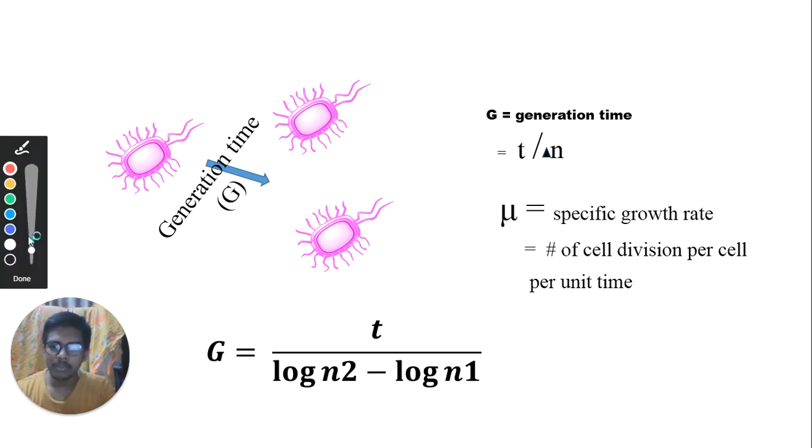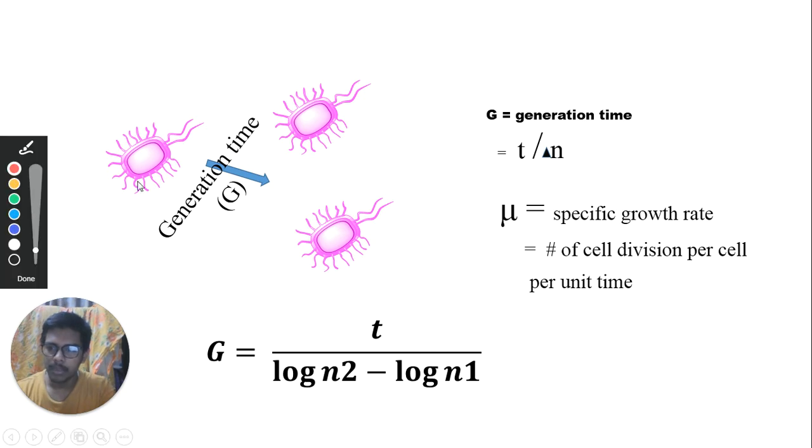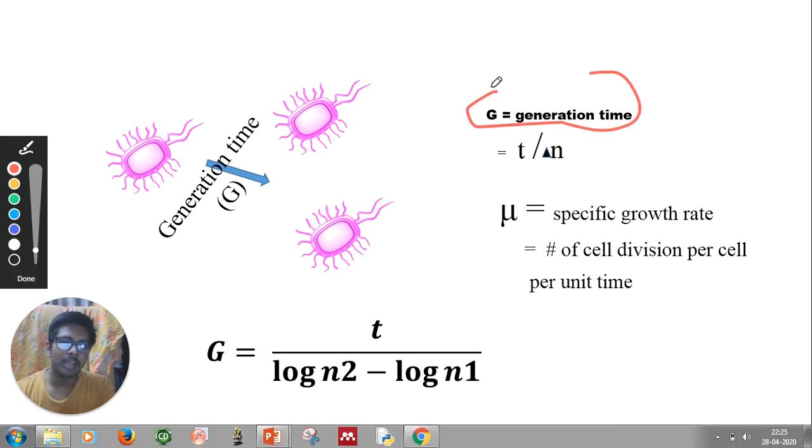So what happens here? Sorry, my pen is not working. I don't know why. Okay, so this is generation time. That is actually t by delta N. Delta N means, let's say you have N1 number of bacteria. You have one bacterium and it grows to 6 bacteria. So delta N will be N2 minus N1, that is 6 minus 1, which is equal to 5. And t is how much time is required to grow that amount of bacteria.